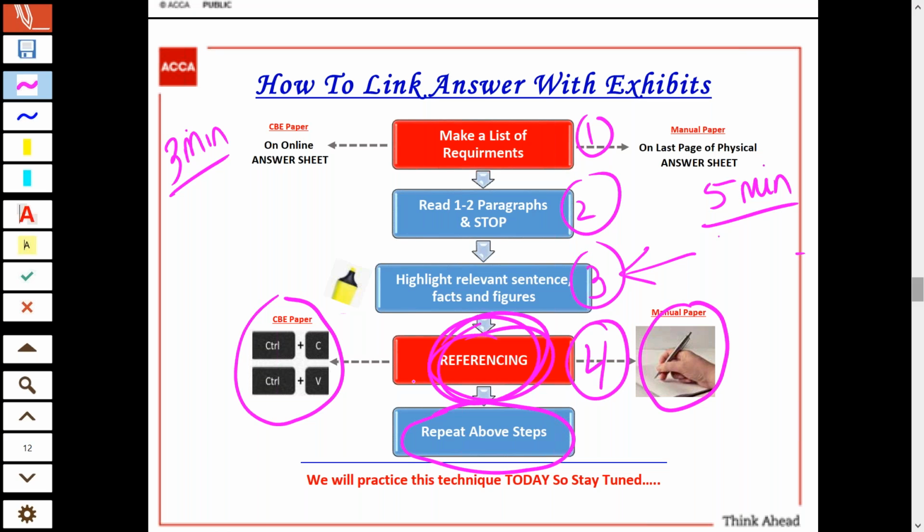So that in the end, when you complete the reading of all the exhibits, then when you are about to draft your answer, all you need to do is simply look for 1A in all the exhibits and compile that information in your answer. Okay, I hope referencing is now clear, and I will actually show you how to do it, but I will be using the CBE format.